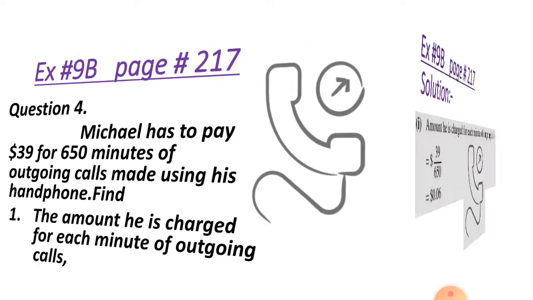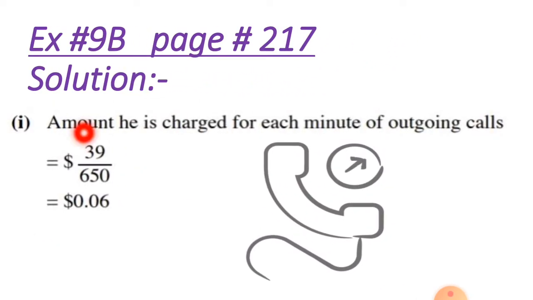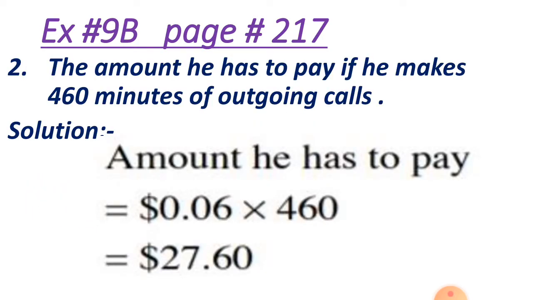So let's go with the solution of this. Amount he is charged for each minute of the outgoing calls: $39 was charged because of the outgoing calls, and the minutes were 650. When we calculate these both, we will get $0.06. It means that for each minute he is charged $0.06.